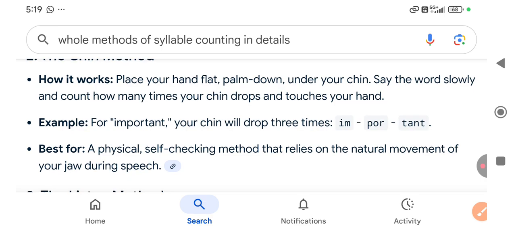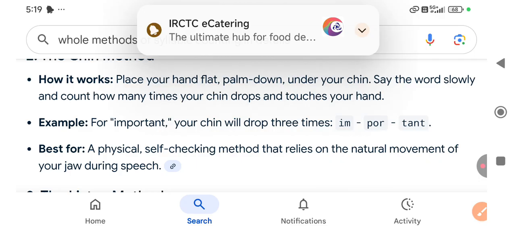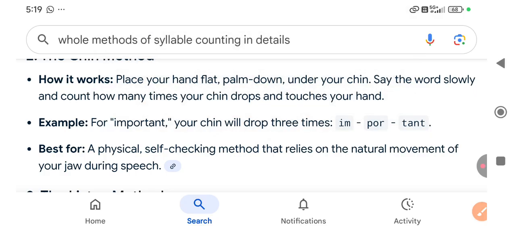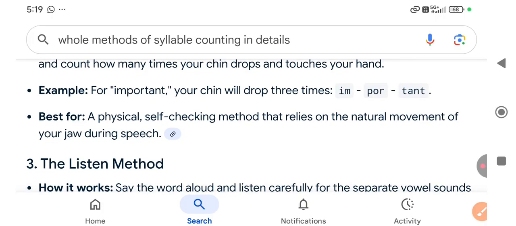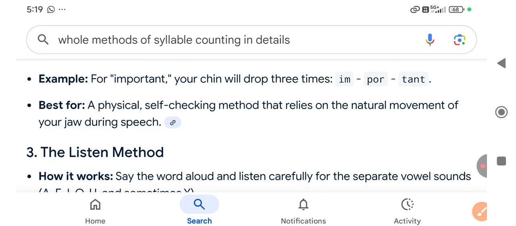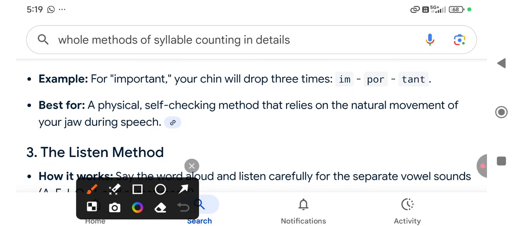Place your hand flat, palm down, under your chin, say the word slowly and count how many times your chin drops and touches your hand. The syllables will be counted this way. Example, important. For important, your chin will drop three times.